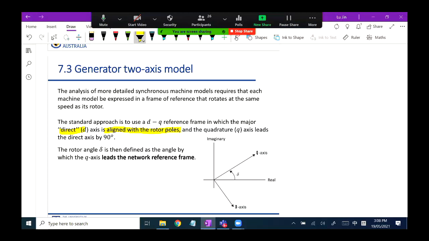So you can see we have the d-axis given here, and our quadrature axis is 90 degrees leading the direct axis. And then you can have a look. The angle delta between the new quadrature axis and our traditional real axis is actually the angle of the rotor in the generator time by time. Okay, so this is how we define this new DQ system.